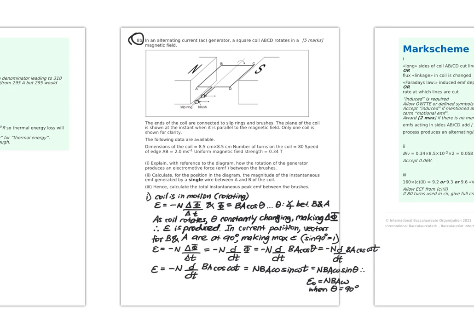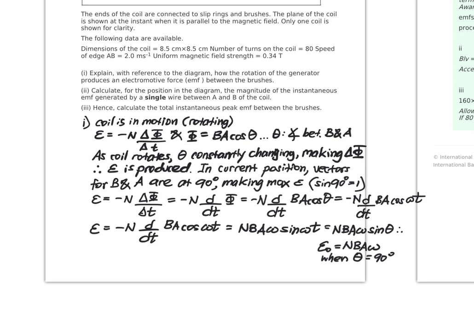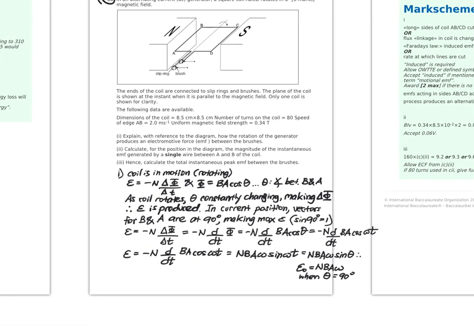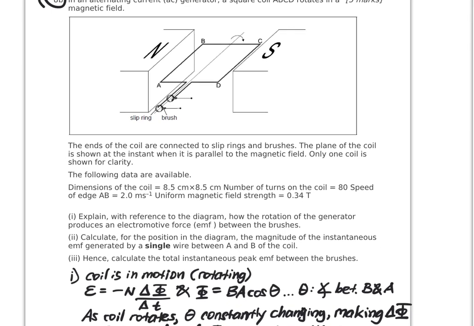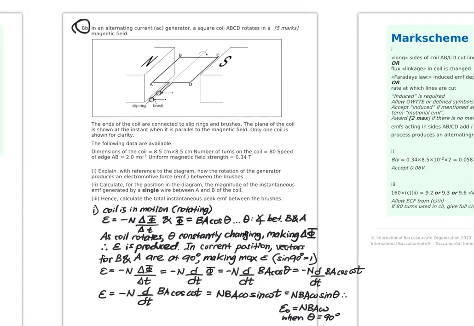Alright, so 8B has this coil rotating in a magnetic field, and it says 8BI, explain with reference to the diagram how the rotation of the generator produces an EMF between the brushes. Well, EMF is negative N times the time rate of change of flux, and flux is BA cosine theta. That angle theta is between the magnetic field and the area vectors. And as that coil rotates, that angle is constantly changing, so that produces the change in flux. So therefore, the EMF is produced. I feel like that's enough explanation, but it says with reference to the diagram. So, I don't really know what they mean by reference to the diagram.